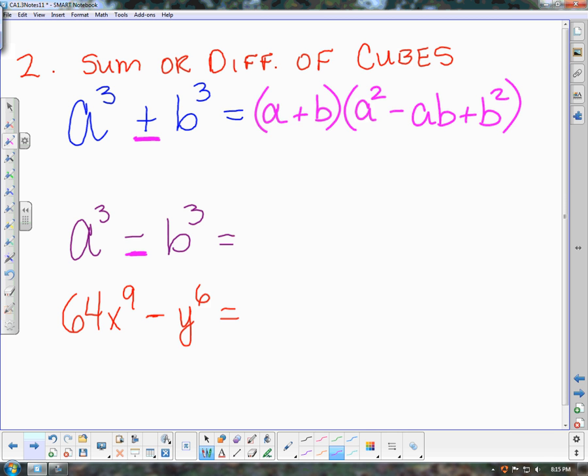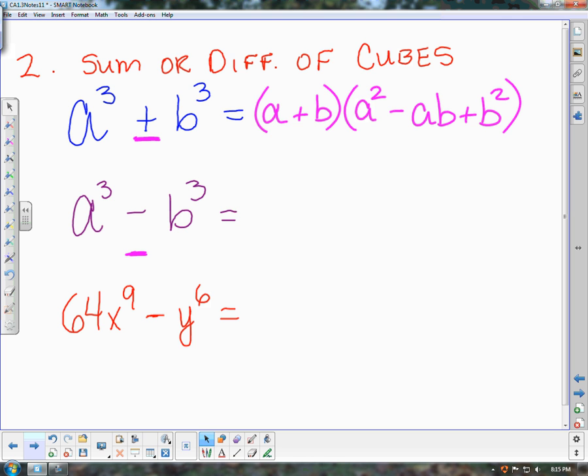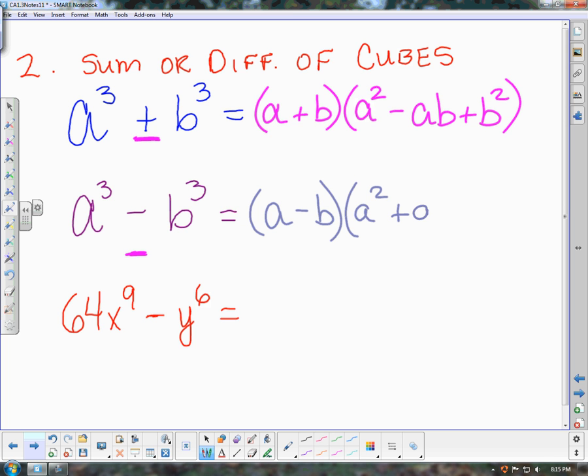If it is a subtraction in between the two, then your factors become a minus b and a squared plus a times b plus b squared.